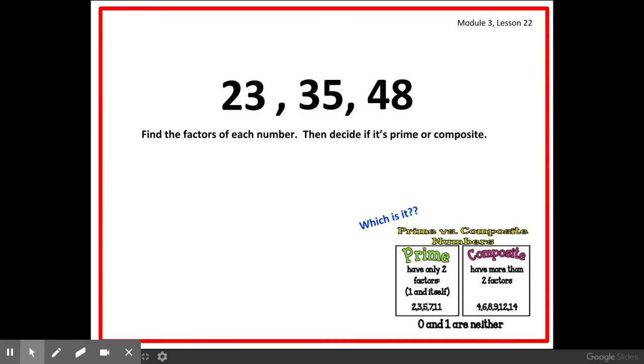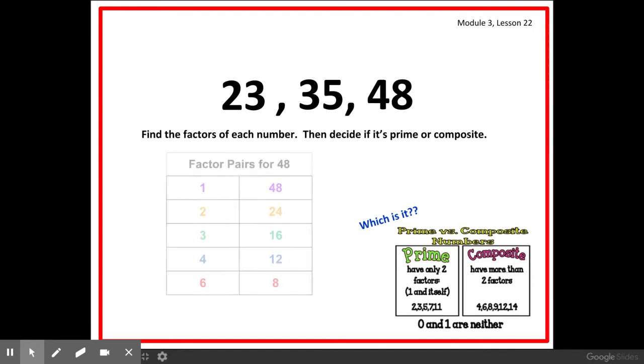Last, friends, is 48. So I'm going to clear all this out because 48 is a much bigger number, and I'm just guessing it's going to have a couple factors. So I want you to press pause, write out your own table and as many factors as you can find for 48. Remember, factors should have partners, and press play to check. Okay, so here we go.